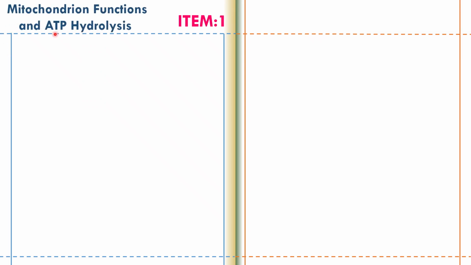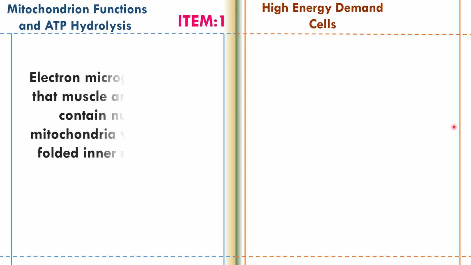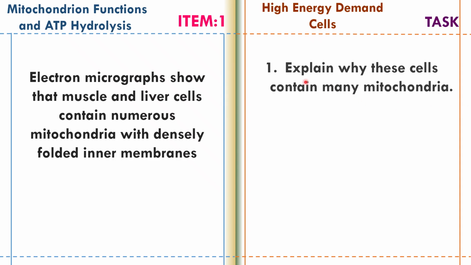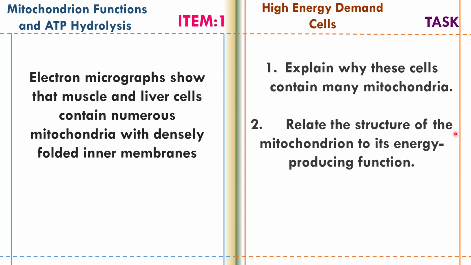Mitochondrion function and ATP hydrolysis. Item 1. High energy demand cells. Electron micrographs show that muscle and liver cells contain numerous mitochondria with densely folded inner membranes. Task: Explain why these cells contain many mitochondria. Relate the structure of the mitochondrion to its energy-producing function.